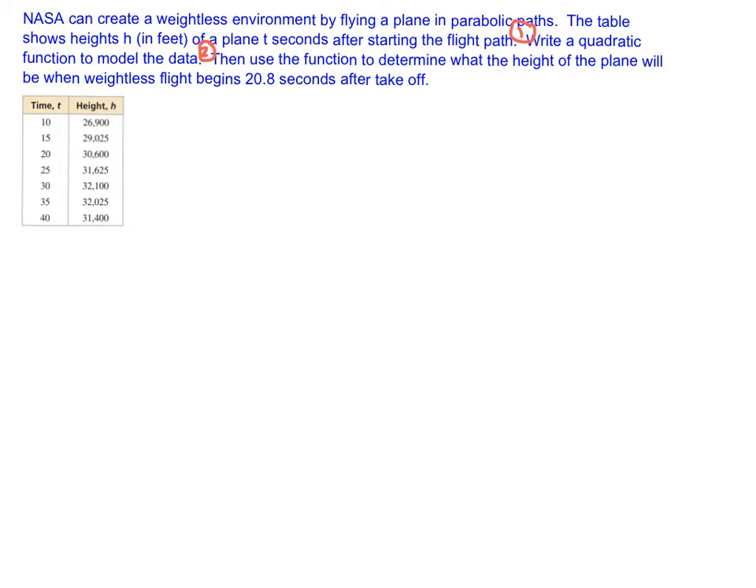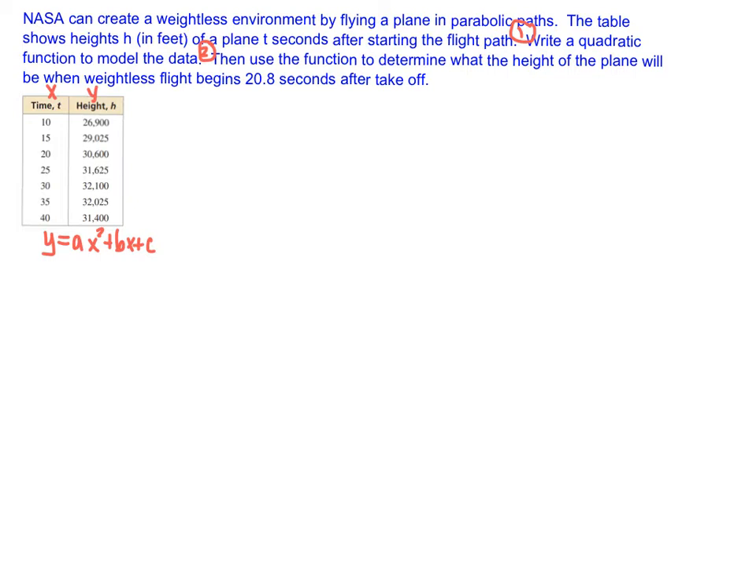So here, remember that time is typically an x variable, so that means that height is our y. So what we really have here are a bunch of x, y coordinates. And what we're going to do is use our standard form equation again, which you should remember is y equals ax squared plus bx plus c. And we're going to write 3 points, any 3 points that we choose, into standard form, and then we're going to use them to find my a, b, and c values.